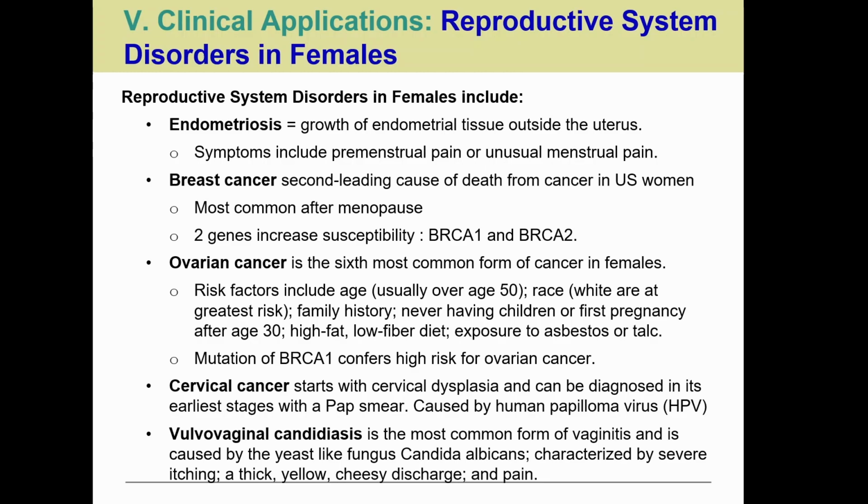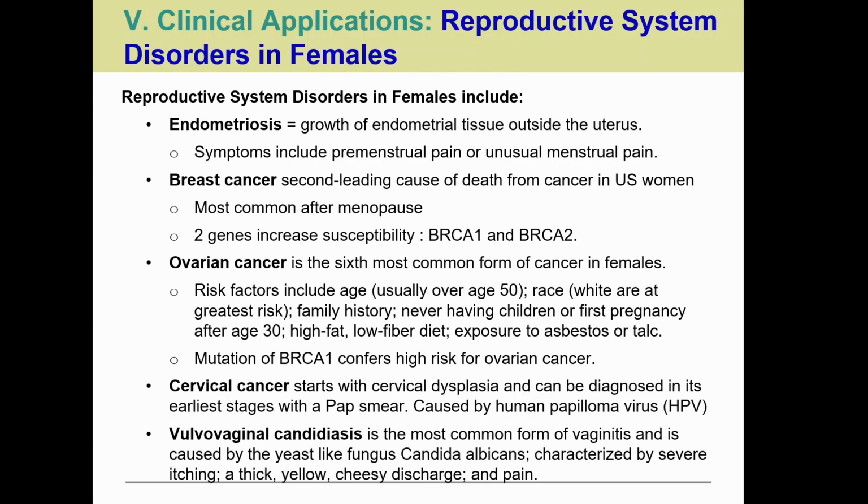Cervical cancer, this is going to start with cervical dysplasia. Basically, a pap smear can detect this in the earliest stages, where we look for cellular changes from that pap. It is caused by human papillomavirus, or HPV, which does have a vaccine, meaning you can be vaccinated and prevent most of your risk of developing cervical cancer.